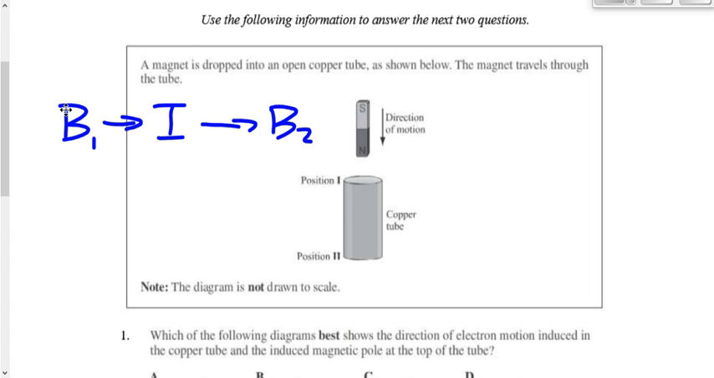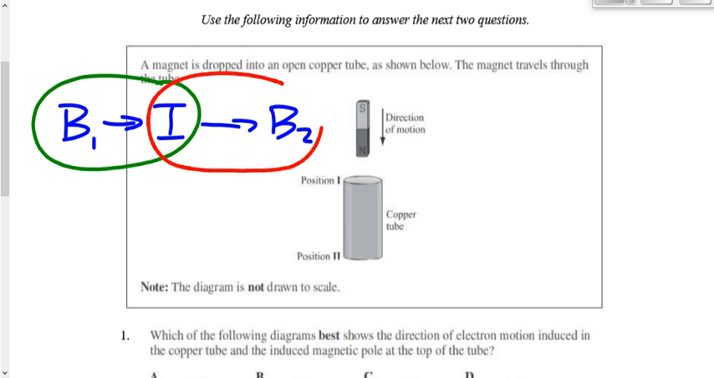So now we get two magnetic fields. We got magnetic field number 1 that causes the current, and then magnetic field number 2 that's caused by the current. It's these two magnetic fields that act together to, what's the big word here? They act together to oppose the motion. Not necessarily attract, not necessarily repel. They do whatever they have to do to oppose the motion of whatever it is that's moving.